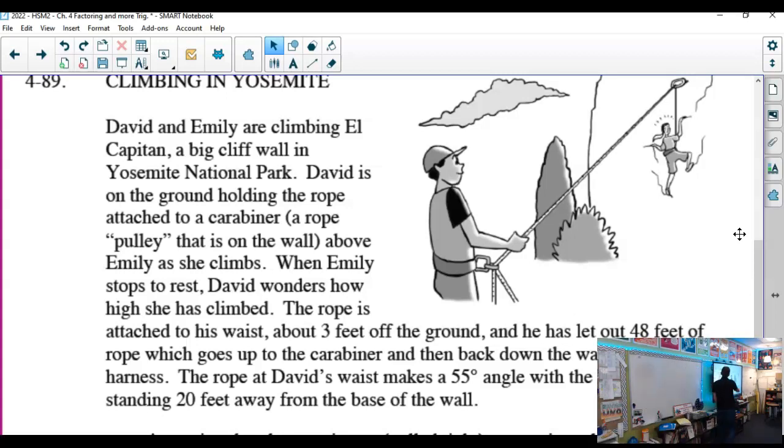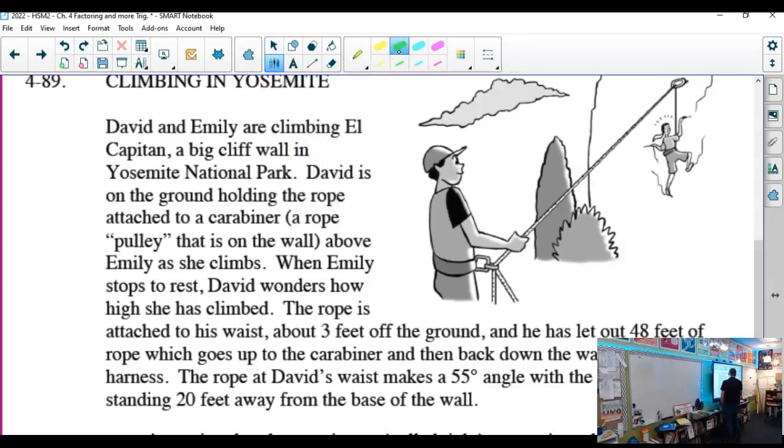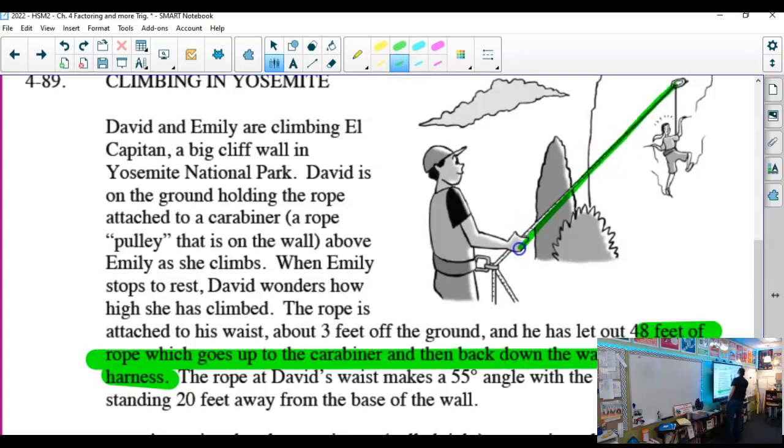Interesting. There's a part of this that makes it feel different than what we've done before. So the 48 isn't just the hypotenuse.